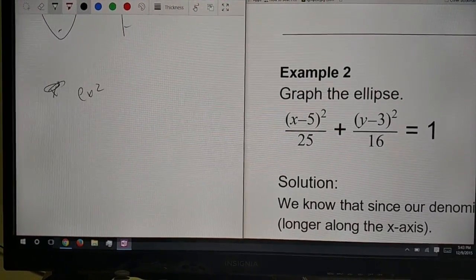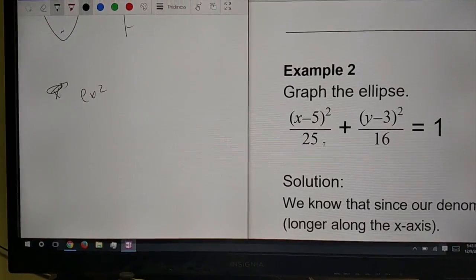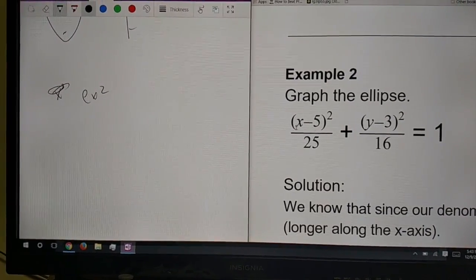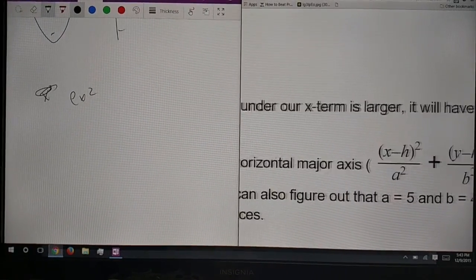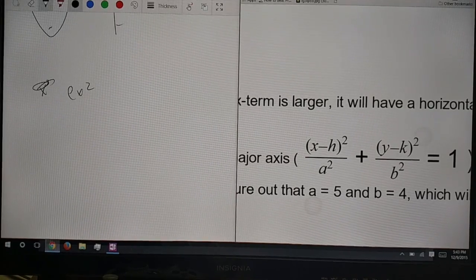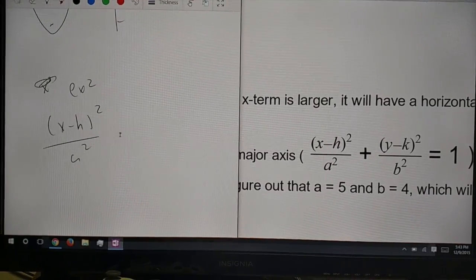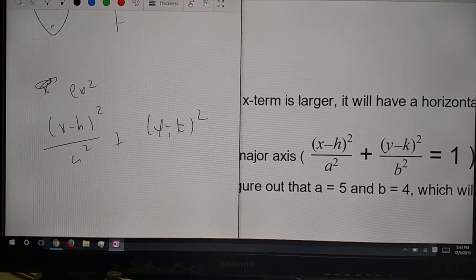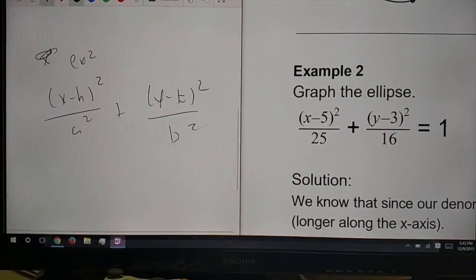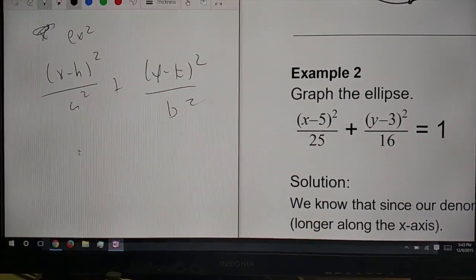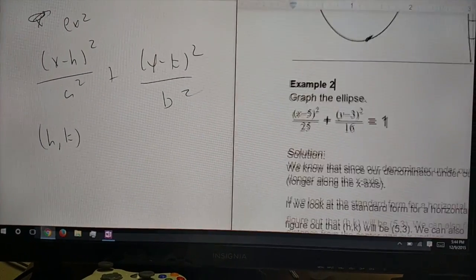Example 2. This time we know it's going to be a horizontal major axis since we have a larger denominator under our x term. Let's take a look at our standard equation for horizontal. (x minus h) squared over a squared plus (y minus k) squared over b squared. We compare that to our original. Okay. So it looks like our h and k is going to be 5 and 3.